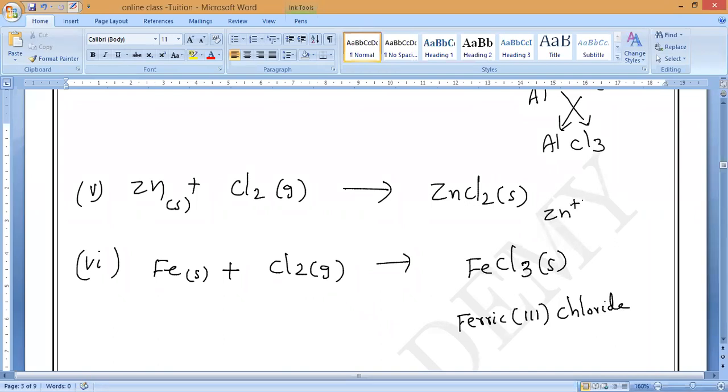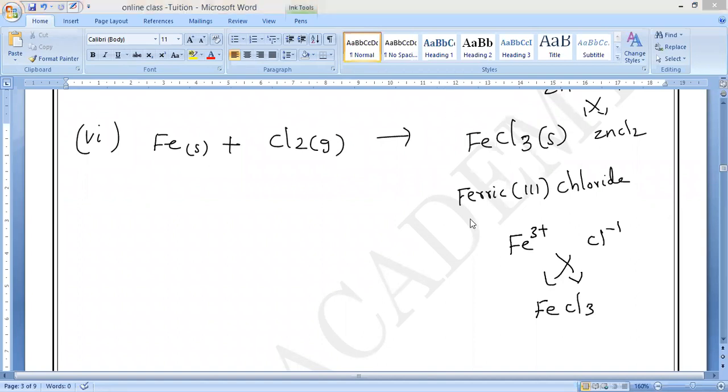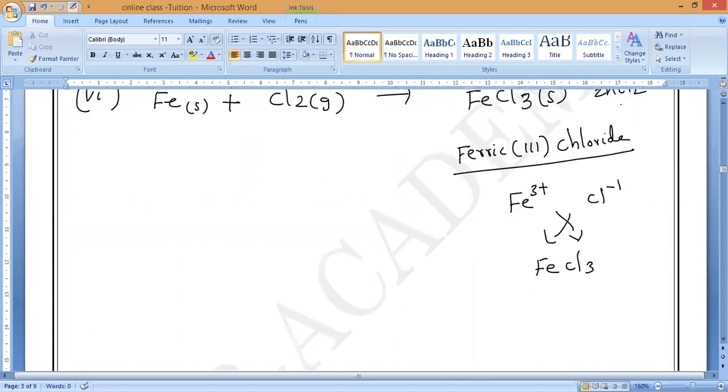So here Zn2+ and Cl-, understanding? So ZnCl2 will come. Next, iron is what? Variable valency. That is why Fe3+ and Cl-. So what will come? FeCl3. That is what you have to remember, ferric 3 chloride.